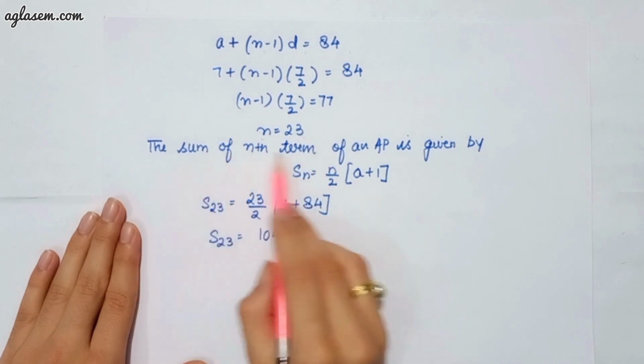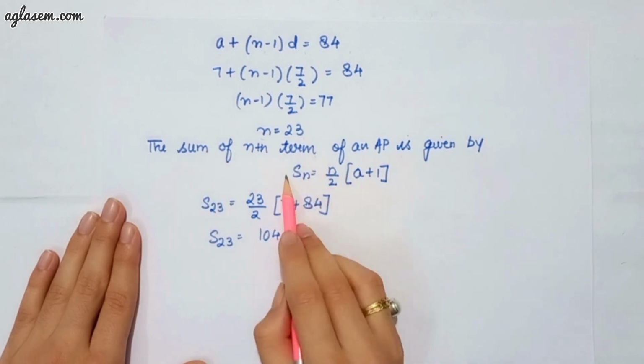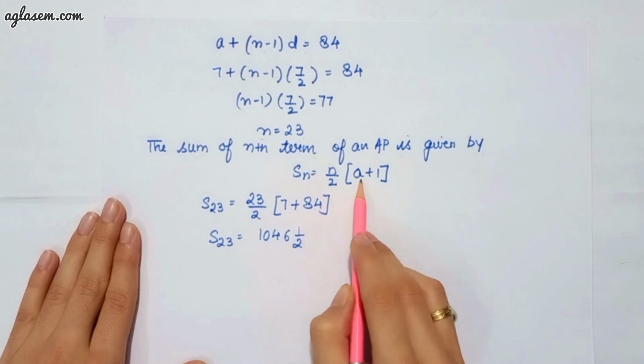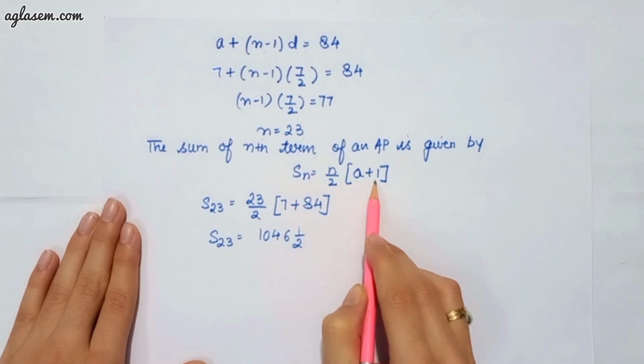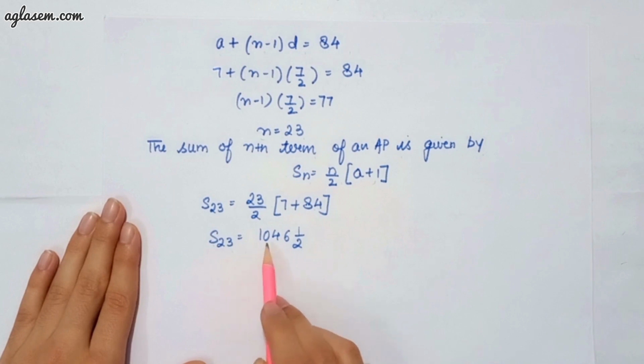The sum of n terms of an AP is given by Sn equals n upon 2 into (a plus l). So applying the values, we will get S23 as 1046 1 upon 2.